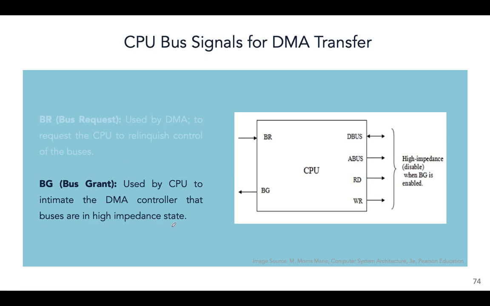High impedance state means that the buses are now free to be used. The CPU no longer has access to the buses. The CPU is no longer going to use the buses. It has relinquished control of the buses to the DMA controller. These are what the BR and BG lines do.